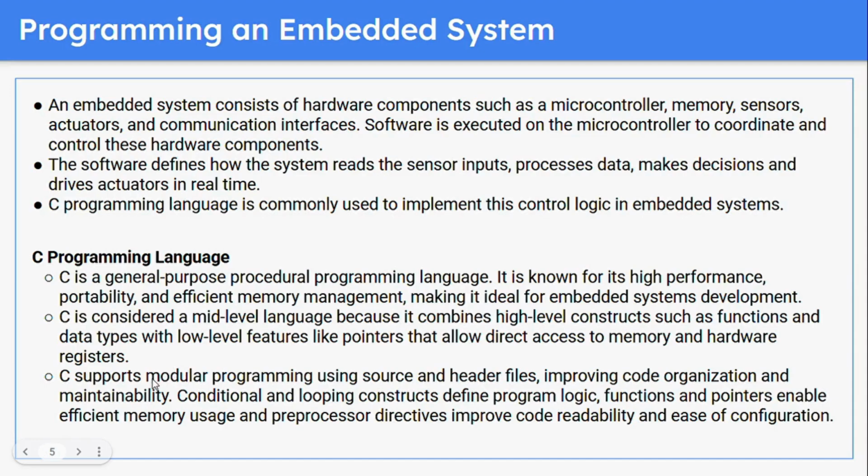C has modular programming, including source and header files, and the conditional and looping constructs it provides can help us define the program logic, functions, and pointers efficiently. The use of preprocessor directives improves the code readability and ease of configuration.